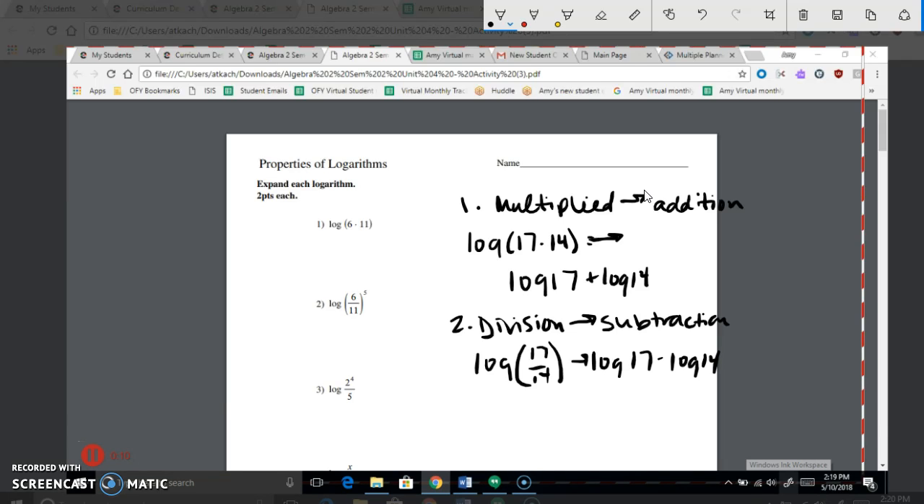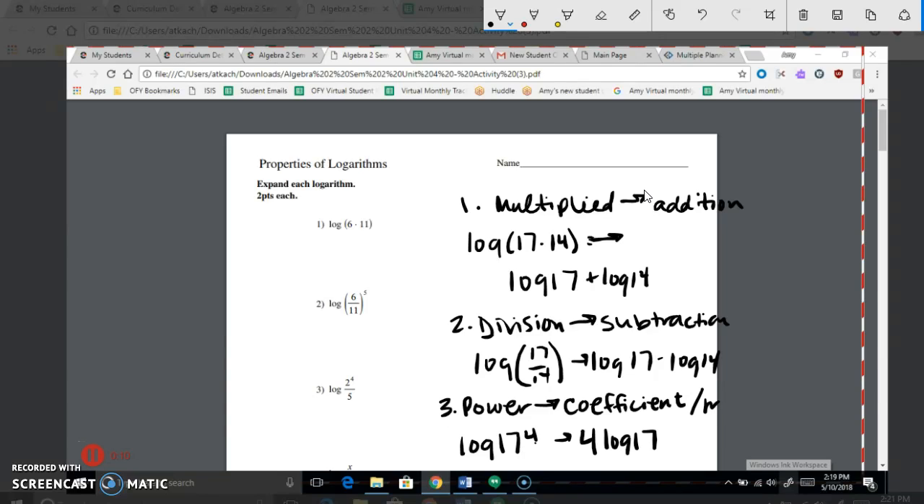Now, one last thing for expanding, if we have a power, that becomes a multiplication problem, and so the power becomes a coefficient. So what that will look like, say we have log of 17 to the power of 4. The 4 here is going to become the coefficient of the log, and so it's really being multiplied by the log now. So it'll be 4 log 17, which means 4 times the log of 17. So the power becomes the coefficient, which becomes something that is being multiplied now.